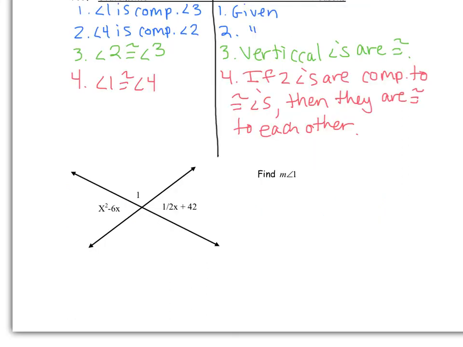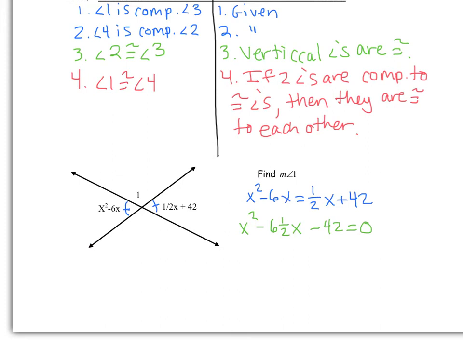Lastly, let's look at a solving problem involving vertical angles. Since we know vertical angles are congruent, we don't have to be told that in the given anymore. We can just go ahead and say, okay, these two angles are vertical angles, so I'm going to set up an equation where I set them equal. This is a little bit tougher problem to solve because you've got an x squared and an x, so I want to move everything to one side, combining like terms as I go, and I'm going to have to factor.